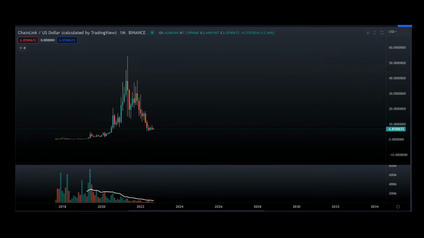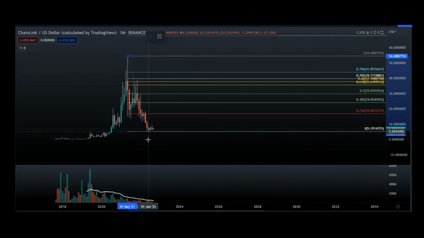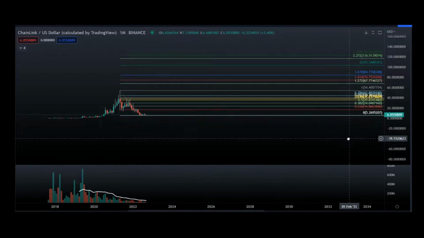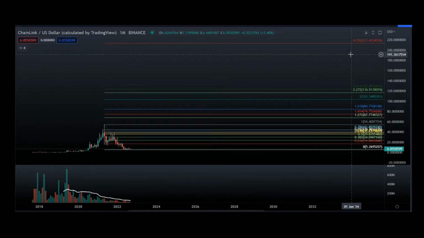And now if we look at Chainlink, and as previously we marked from the previous all-time high down to the current low we had so far. And the 4.236 target for Chainlink next cycle will be around $213. Wow.